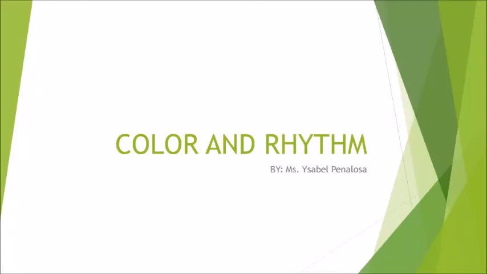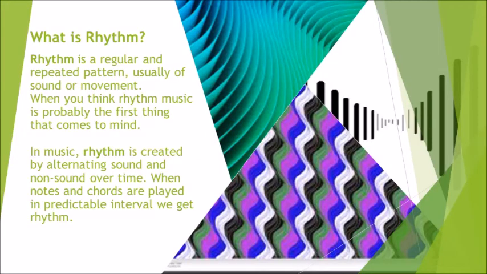Color and rhythm. What is rhythm? Rhythm is a regular and repeated pattern, usually of sound or movement. When you think of rhythm, music is probably the first thing that comes to mind. In music, rhythm is created by alternating sound and non-sound over time. When notes and chords are played in predictable intervals, we get rhythm.